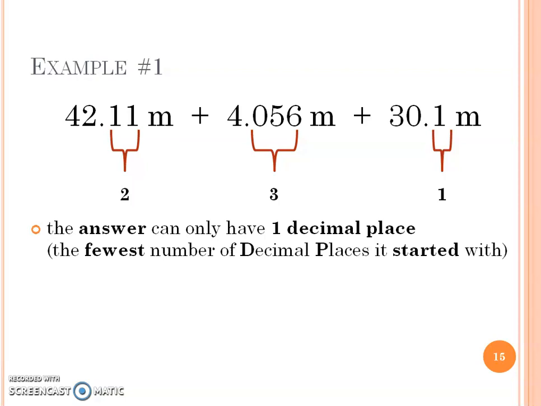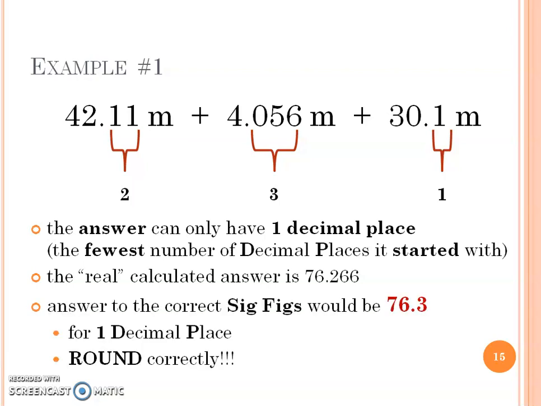So the first thing we're going to think about is, well, the fewest number of decimal places we're starting with is 1. So our answer can only have 1 decimal place in it. First we do our real calculated answer. We do all of the numbers and calculate what the real number would be. And now we're going to round the number correctly to the correct number of sig figs. In this case, you told me that it was going to have 1 decimal place, but there's a 6 here, so we're going to round up to the 76.3.